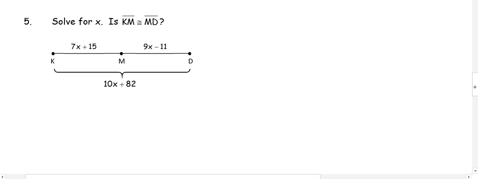In number 5, solve for x. Is KM congruent to MD? So right now we don't know if they're congruent. We're trying to investigate that. So we're going to use segment addition. So we have 7x plus 15 plus 9x minus 11 is equal to 10x plus 82. When we combine like terms, 16x plus 4 is equal to 10x plus 82.